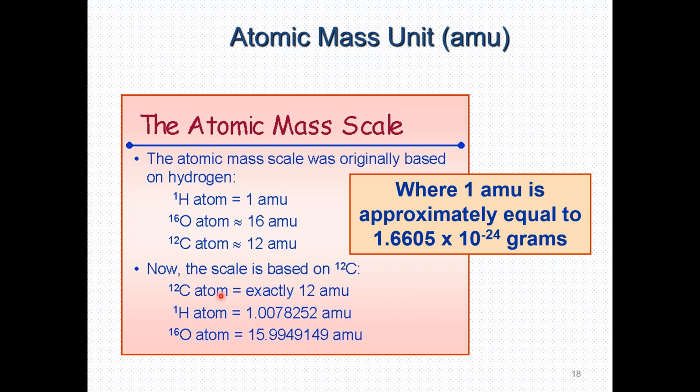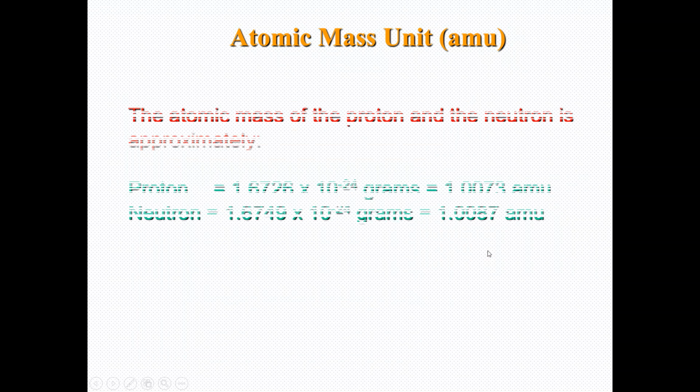Carbon 12 is exactly 12 AMU. The hydrogen atom is equal to 1.00782 AMU. Similarly, the oxygen atom's AMU was also revised. So here we have the exact value for AMU in grams, which is 1.6605 × 10^-24 grams.